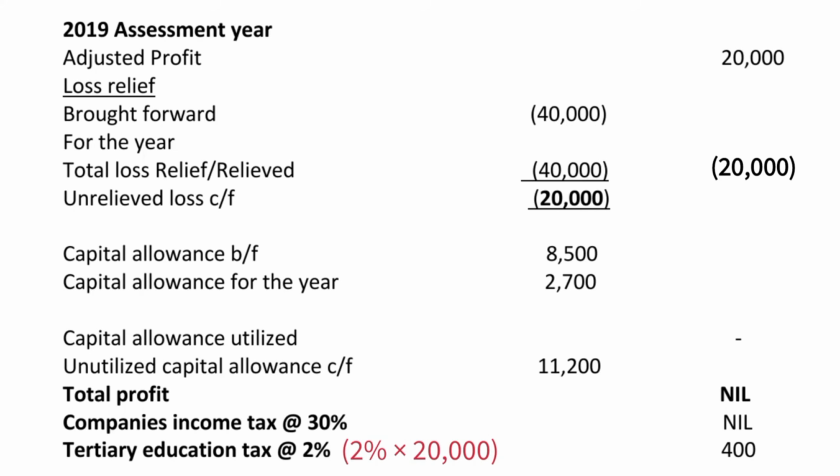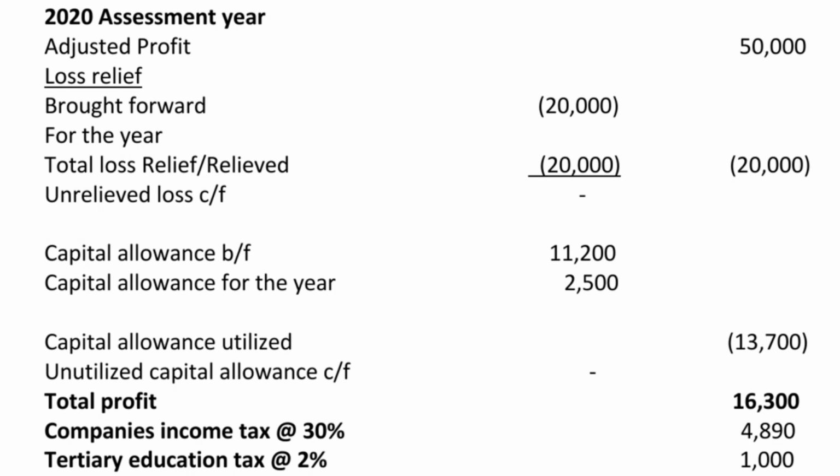You move to 2020 assessment year. Now, in 2020 year of assessment, which is the last one in this question, there is an adjusted profit of 50,000 naira. The loss you are bringing forward is 20,000 naira. Okay, so what you can relieve is you can relieve the whole loss, which is 20,000 naira, because there's available profit. Okay, it means you have a balance of 30,000 left, right?